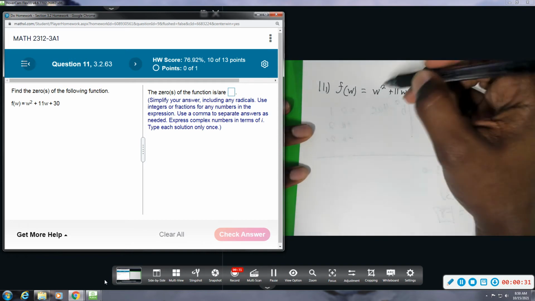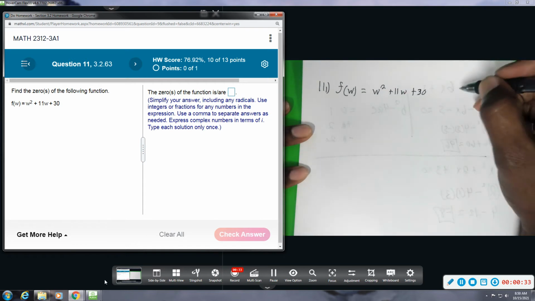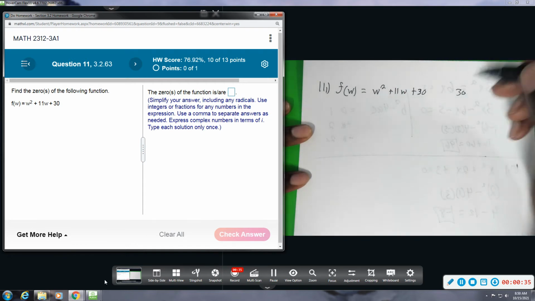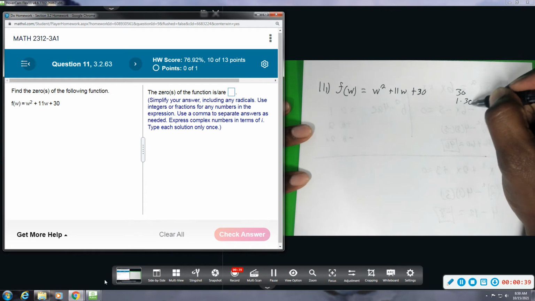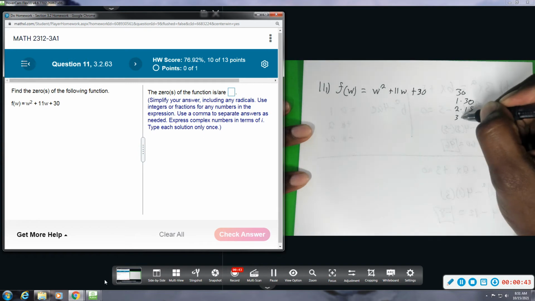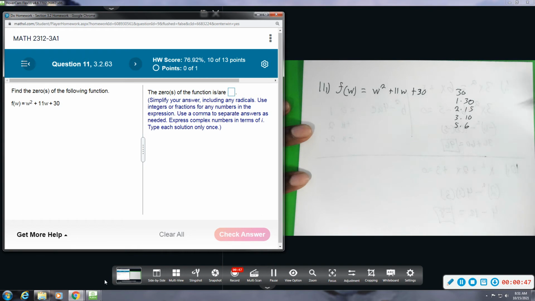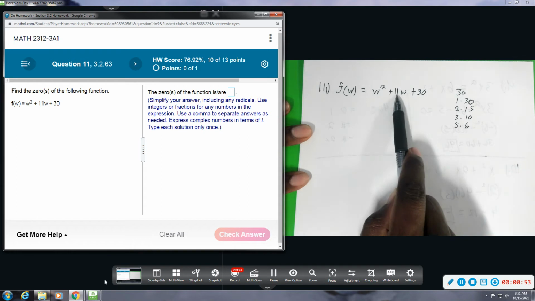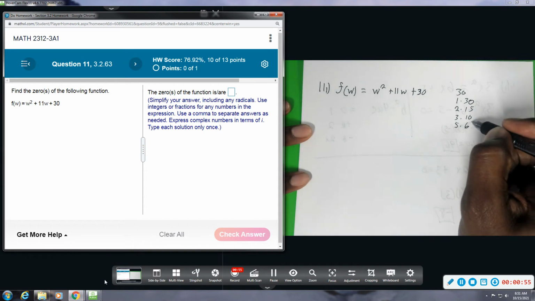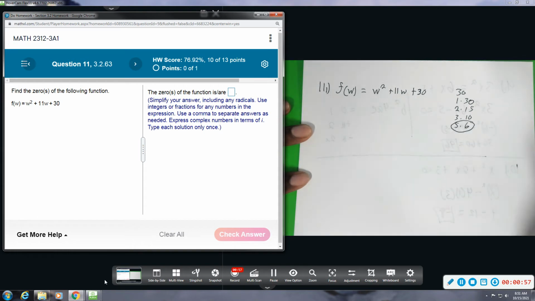will factor. So first number times the last number will give you 30, and then the factors of 30 will be 1 and 30, 2 and 15, 3 and 10, and then 5 and 6. The second sign is positive, so we want to add these numbers to see which one gives us 11. And that would be 5 plus 6 will give us 11, so it will factor.